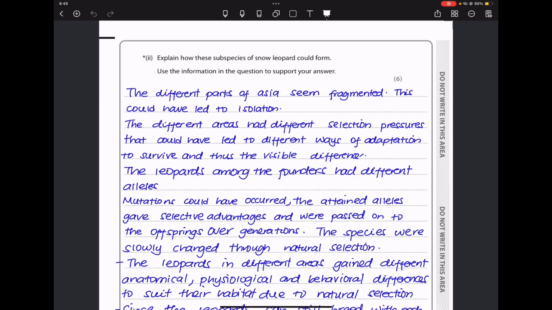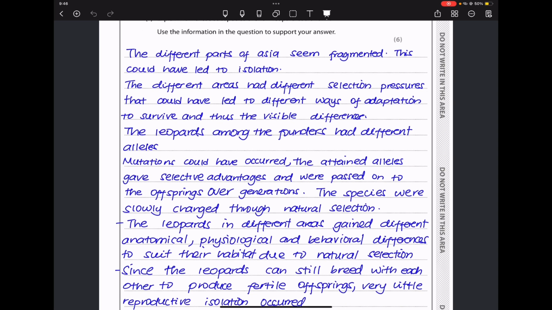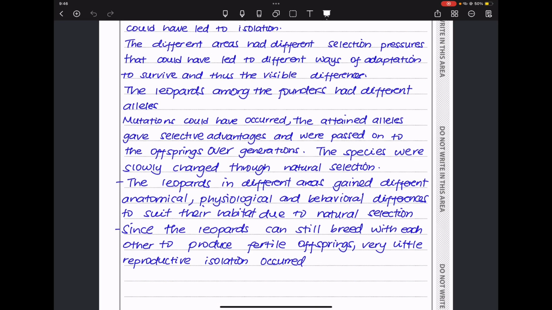So I say the different parts of Asia seem fragmented, and this could have led to isolation. The different areas had different selection pressures that could have led to different ways of adaptation to survive, and thus the visible differences. The leopards among the founders had different alleles, and again, these are the founders for the different habitats. When the fragmentation occurred, the founding organisms had different alleles. Mutations could have occurred and attained alleles that gave them selective advantages and were passed on to their offsprings over generations. The species were slowly changed through natural selection.